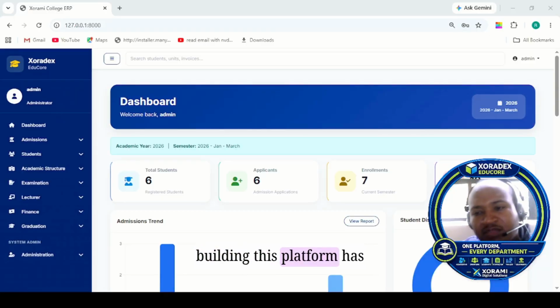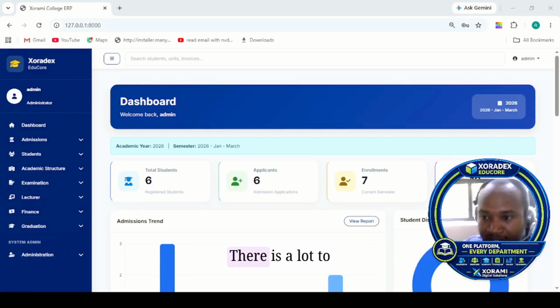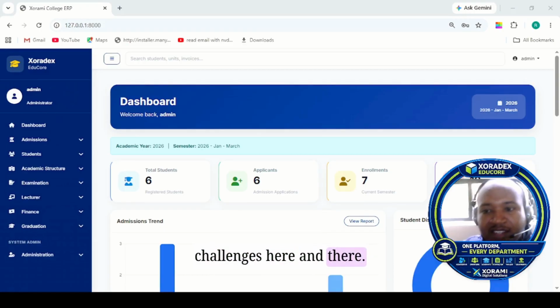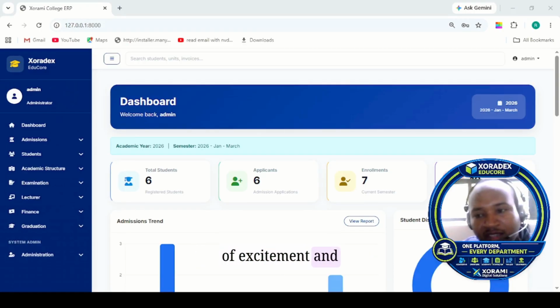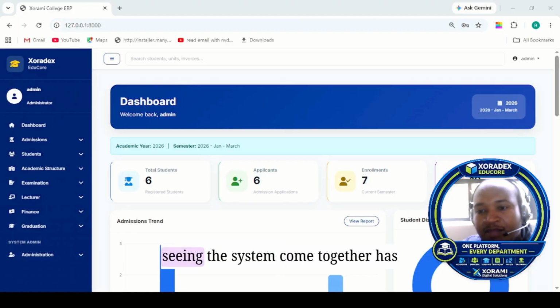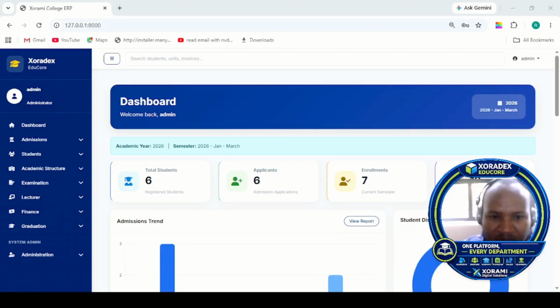So building this platform has been an incredible journey. There are lessons I've learned. There is a lot to talk about. There have been some late night challenges here and there, some moments of excitement, and plenty of learning, I can say. But seeing the system come together has made every step worthwhile.